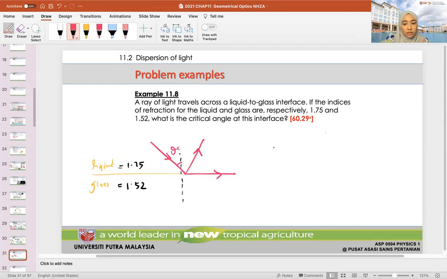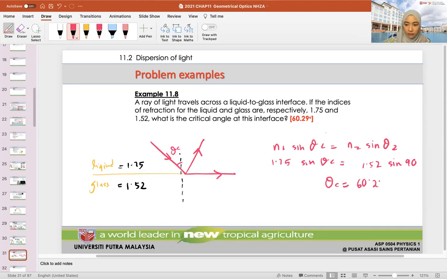Okay, so let's do our equation as usual. N1 sine theta C equals N2 sine theta 2. And N1 would be the greater n, 1.75 sine theta C equals N2, 1.52 sine 90, because we're trying to find the critical angle. Again, theta C will be equal to 60.29. It's kind of big. This guy has to be 60.29 for the refracted ray to be at the boundary. Did I do this right? Yeah, correct.